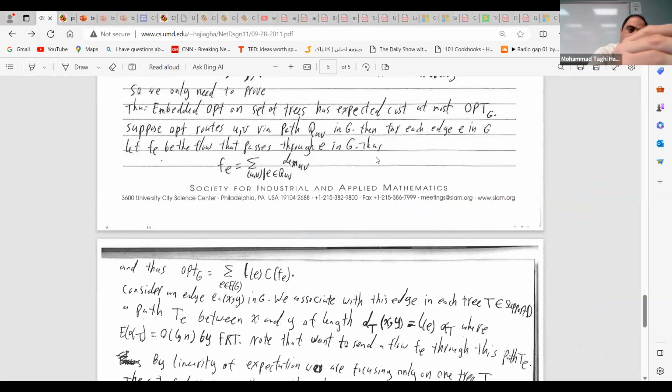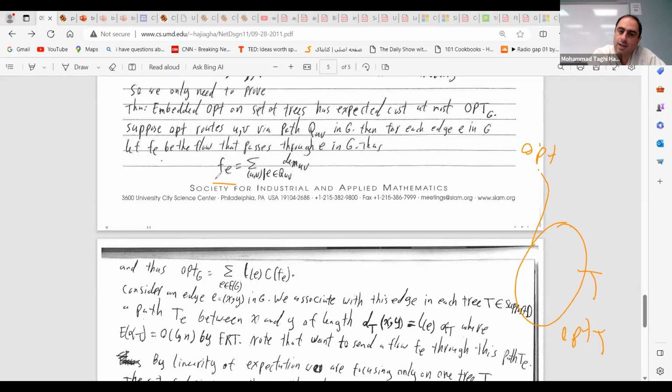Here, essentially, what do we do? Let's define, so this is the whole idea again. We want to get this OPT, we want to embed it into some tree to get OPT of T essentially. So this is the whole thing. Let's define for edge e, let f_e be the flow that passes through the edge e in G. So that would essentially mean that for all, essentially, here, by U, we mean all demands.